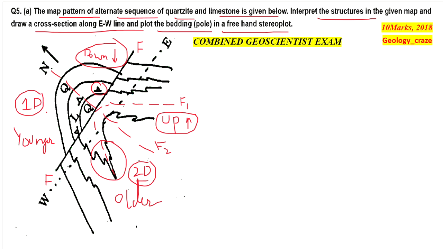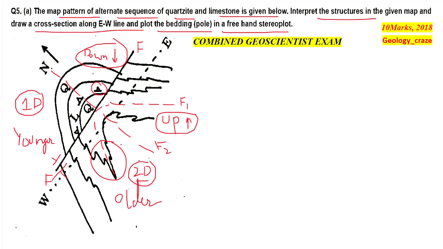Now, this much information regarding structure related to the folds we are getting. But we have to find information for the fault also. But there is no dip of the fault plane given. Either the fault is dipping toward north or toward south. If the fault is dipping toward north, we can say that it is a normal fault because this block is going up and this block is going down. If the fault is dipping toward south, in that case we can say that it is a reverse fault.